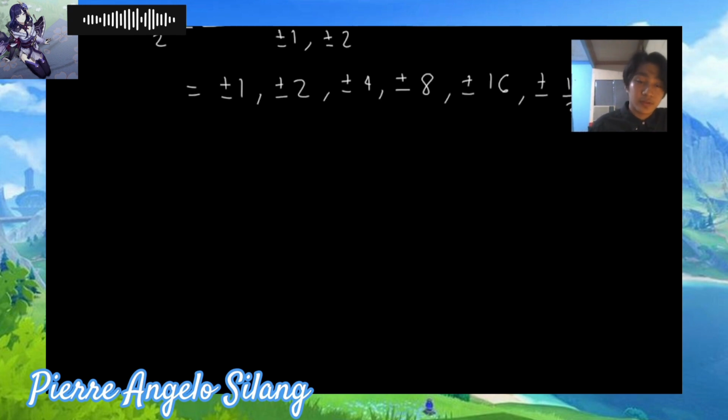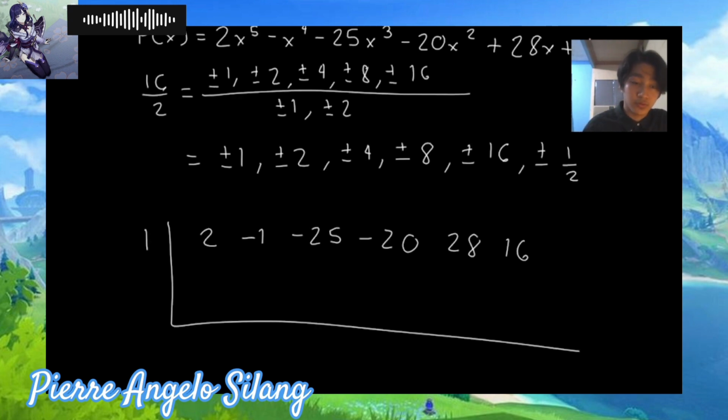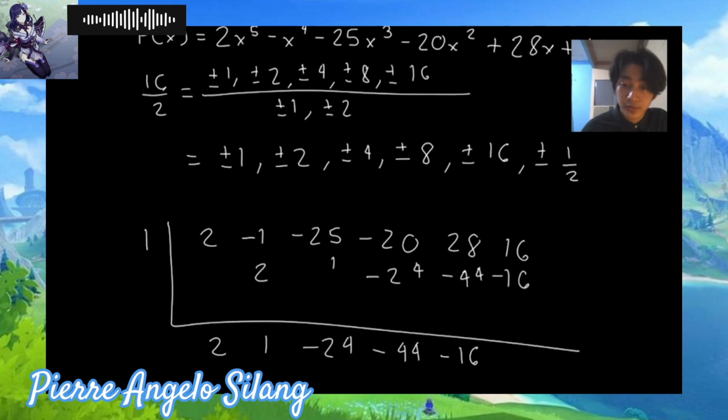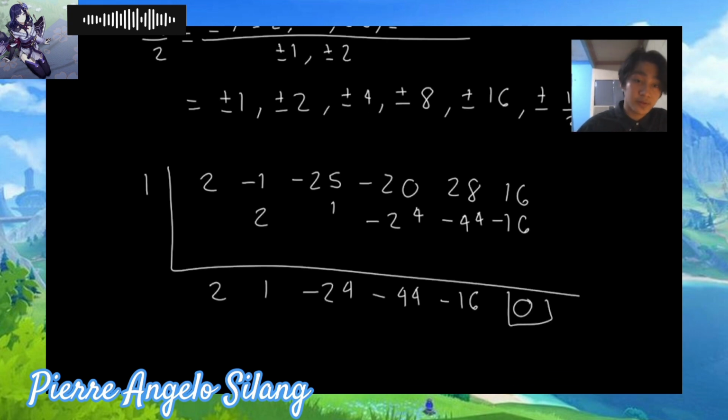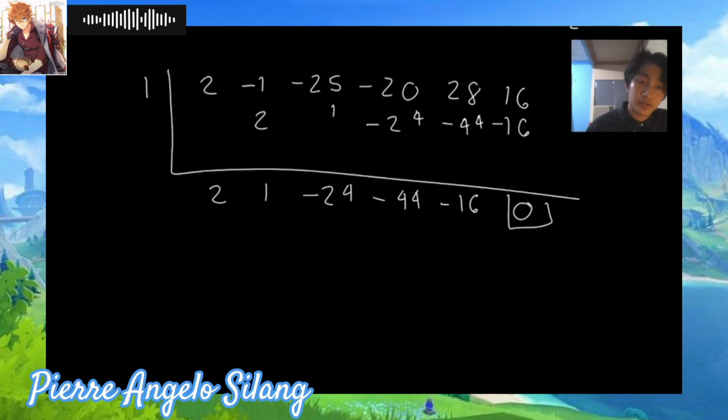First, we will test positive 1. We will use synthetic division to prove if this is actually a zero of p of x. So, bring down 2. 2 times 1 is 2. Negative 1 plus 2 is 1. 1 times 1 is equal to 1. Negative 25 plus 1 is negative 24. Negative 24 times 1 is negative 24. Negative 20 minus 24 is equal to negative 44. Negative 44 times 1 is equal to negative 44. 28 minus 44 is equal to negative 16. Negative 16 times 1 is negative 16. And 16 minus 16 is equal to 0. So positive 1 is one of our zeros.